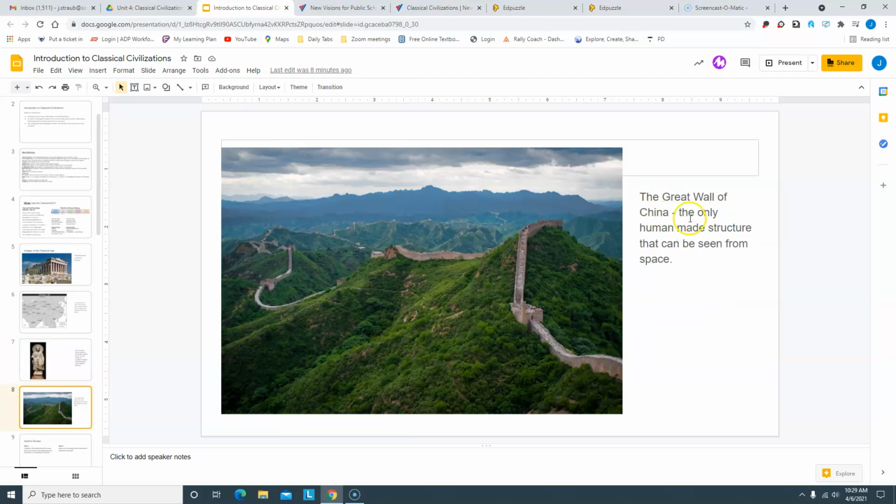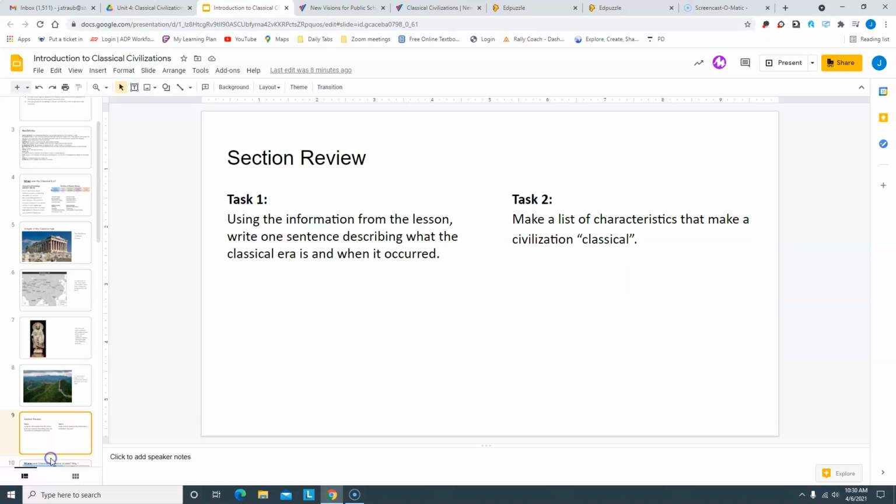Here is the Great Wall of China, the only human-made structure that can be seen from space. You can see how it snakes all around for miles. And you're going to learn about an emperor in your next lesson that was very significant in connecting different pieces of the wall and making it all connected into one large wall. We're going to learn about him in a bit.